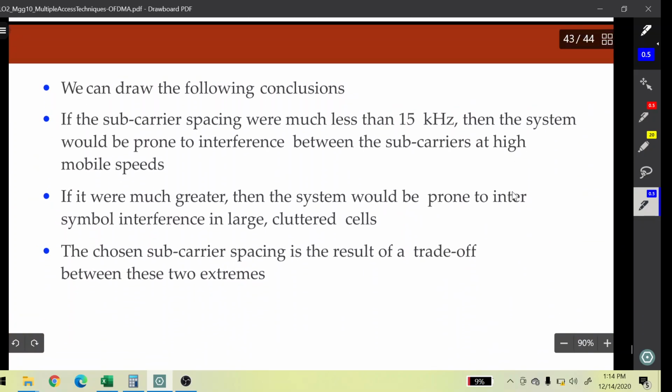Now, from this, we can draw the following conclusion. If the subcarrier spacing were much less than 15 kilohertz, then the system would be prone to interference between the subcarriers at high mobile speed. If it were much greater, then the system would be prone to inter-symbol interference in large cluttered cells. The chosen subcarrier spacing is the result of a trade-off between these two extremes.